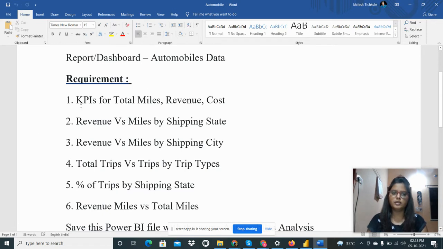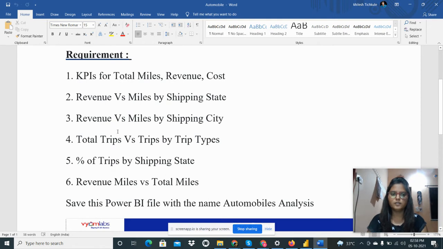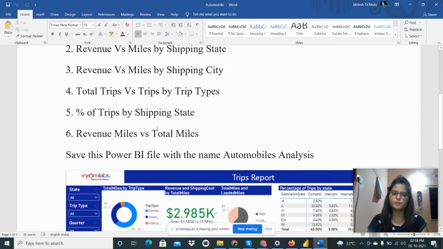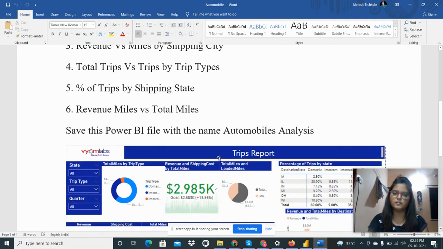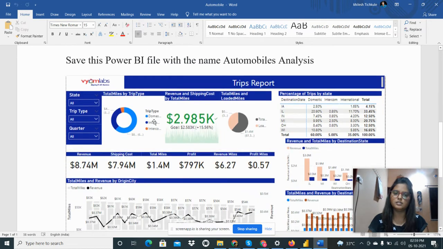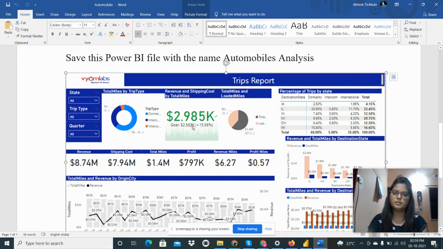I need to create KPIs for total miles, revenue and the cost. Revenue versus miles by shipping state. The revenue versus miles by shipping city, total trips versus trips by trip types, percentage of the trips by shipping state, the revenue miles versus total miles. Save this Power BI file with the name automobiles analysis. Okay, I need to create the report.